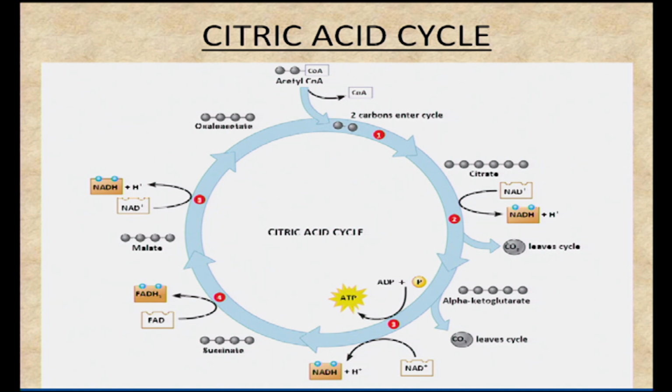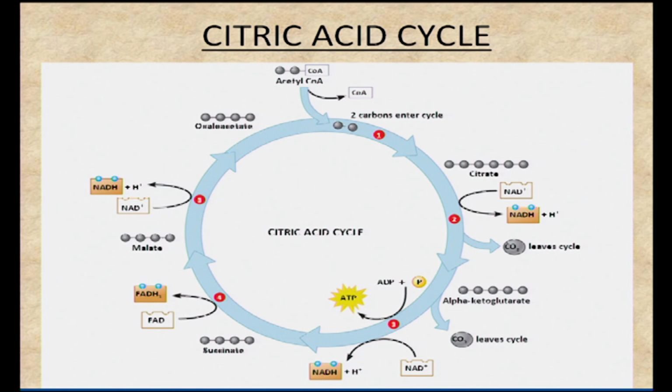Now, it's important to understand that per glucose molecule, this actually goes around twice. Because remember, in glycolysis, we started with 1 glucose, but we broke it down into 2 pyruvates. Each pyruvate is going to become its own acetyl-CoA, and then one acetyl-CoA will go through the cycle, and the other acetyl-CoA will go through the cycle. So per glucose, our net gain is double what I just said. In other words, we're collecting 6 NADH, 2 FADH2s, and 2 ATPs.